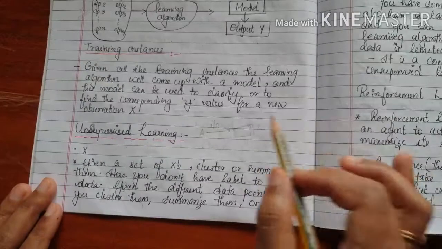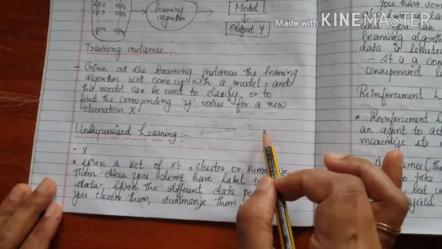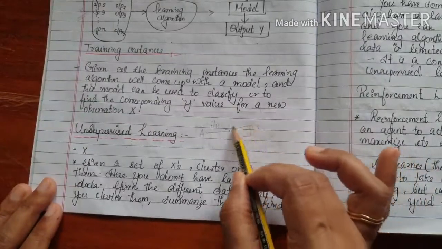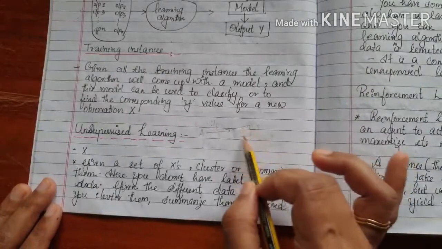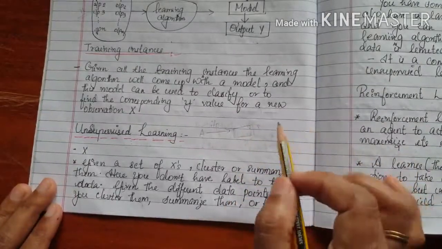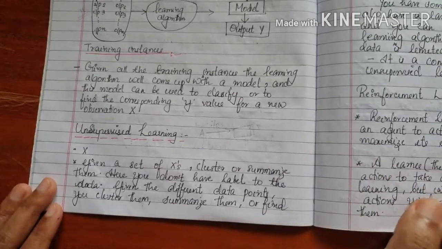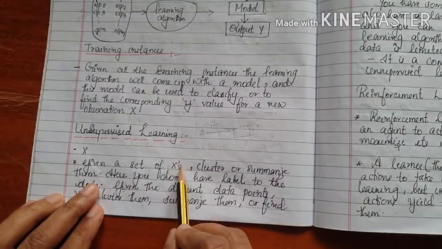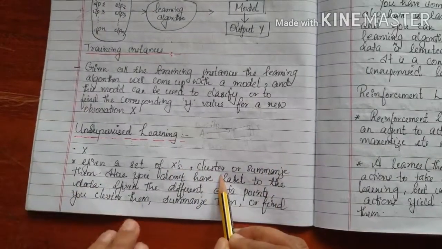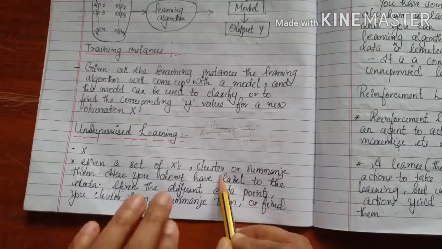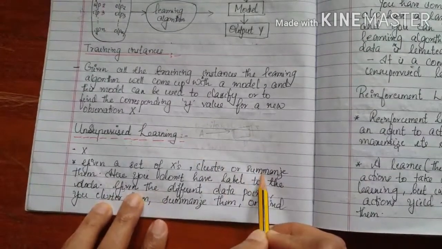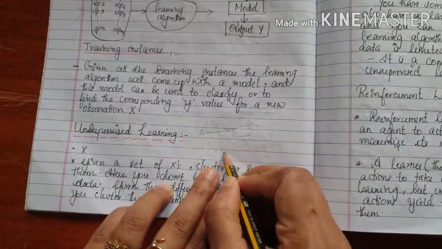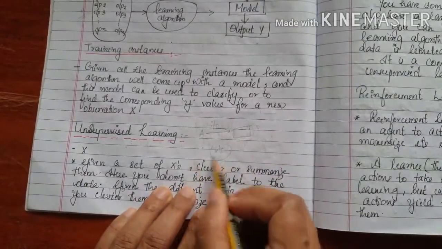Somehow our model will try to predict the output by finding the similar features among the inputs. This is how it is going to predict the output values. Given a set of x, we are giving a number of x values, and from the given x values they form clusters or summarize them. So each cluster contains the x that have similar features. That is how we are clustering them.